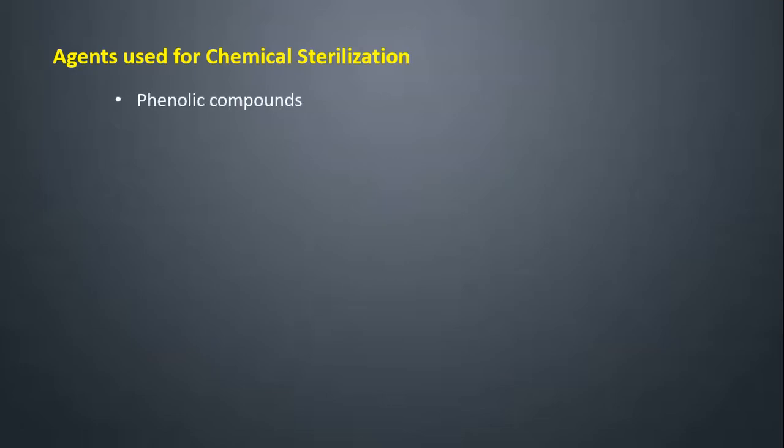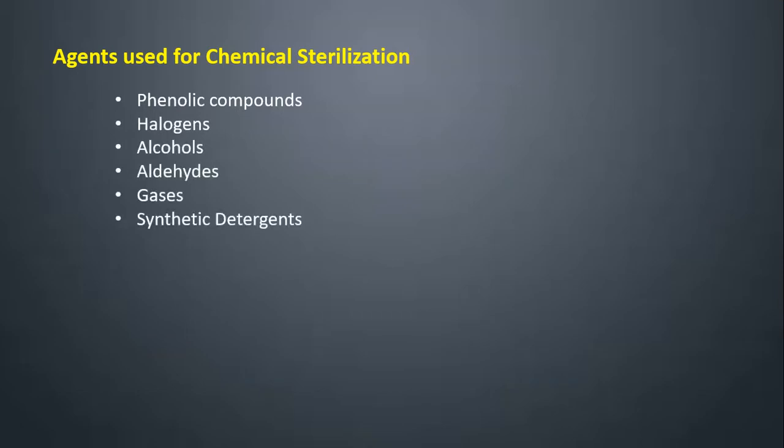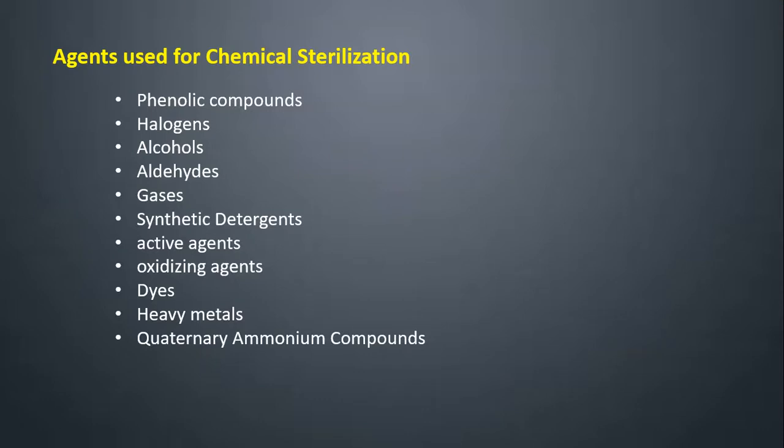Which agents are used for chemical sterilization? There are different methods of chemical sterilization. All of these are classified based on the material on which the agent will be applied. The chemical methods of sterilization are phenolic compounds, halogens, alcohols, aldehydes, gases, synthetic detergents, surface active agents, oxidizing agents, dyes, heavy metals, quaternary ammonium compounds, acids and alkalis.